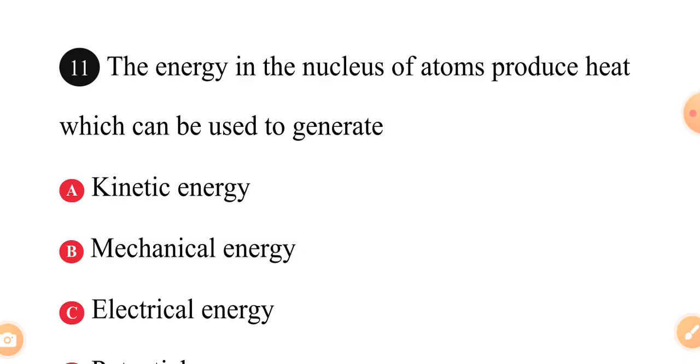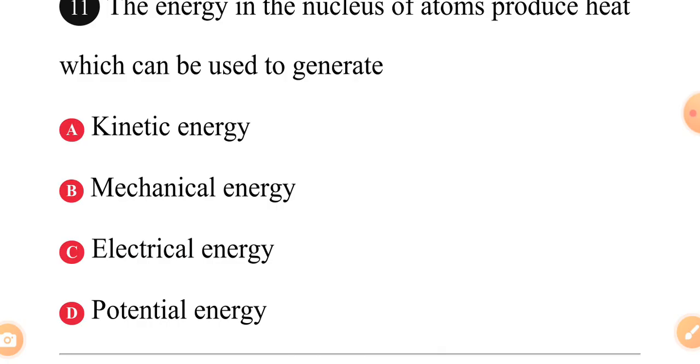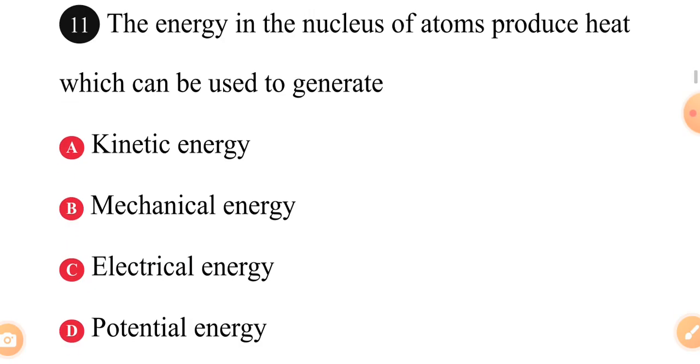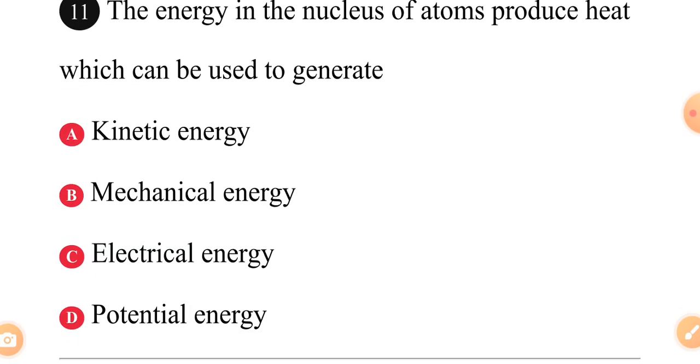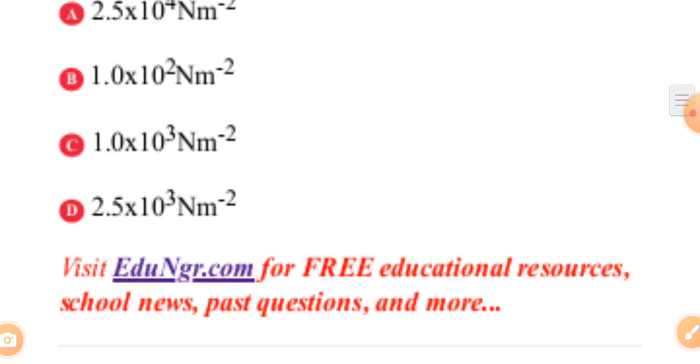A, kinetic energy. B, mechanical energy. C, electrical energy. D, potential energy. Let's ask the question again. The energy in the nucleus of atoms produce heat which can be used to generate dash. A, kinetic energy. B, mechanical energy. C, electrical energy. And D, potential energy. The answer is simple. The answer is A, kinetic energy. Say it. Kinetic energy.